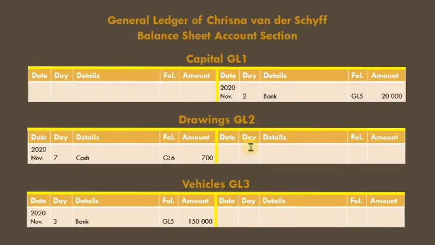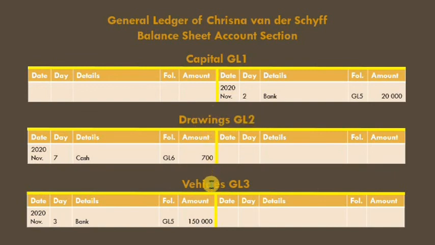So here I'm just going to quickly show you how it will look if you put everything together. You will say this is the general ledger of your business. I used my name. And you will say that it is the balance sheet account section. And then you will start with your capital, which is always GL1. Then your drawings, which will always be GL2.